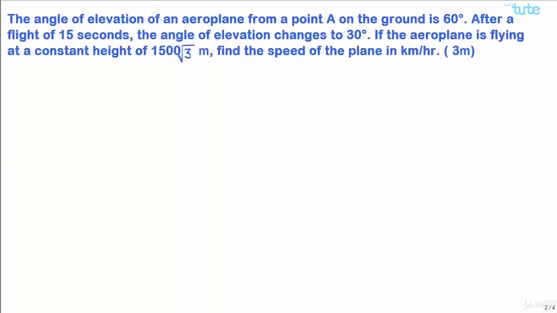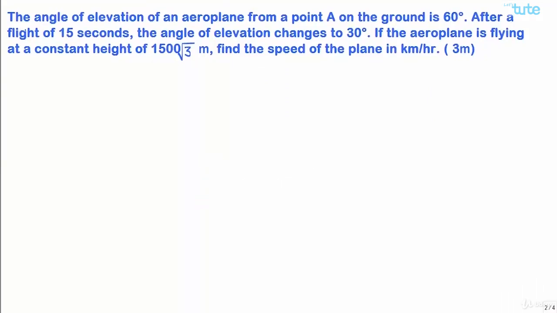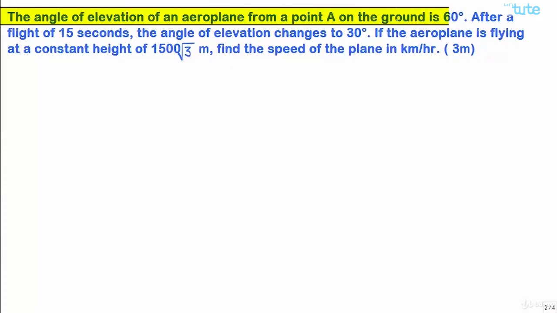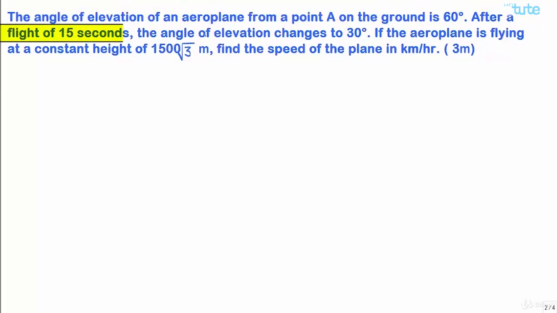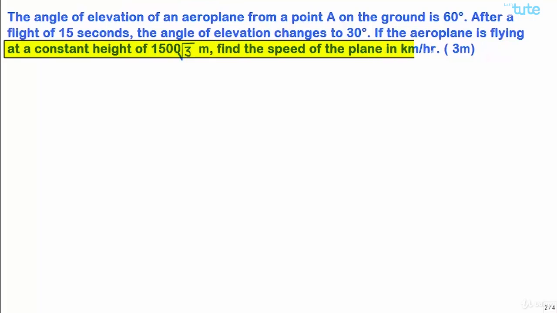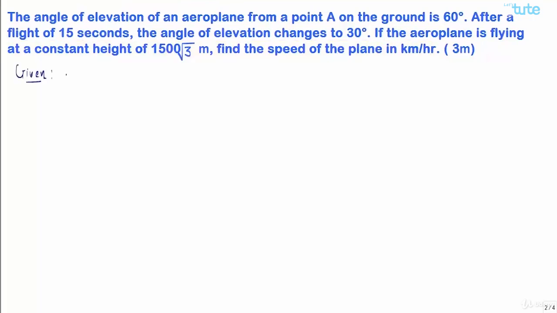Let's now move on to the next question, which was asked for 3 marks. The question says that the angle of elevation of an aeroplane from point A on the ground is 60 degrees. After a flight of 15 seconds, the angle of elevation changes to 30 degrees. If the aeroplane is flying at a constant height of 1500√3 meters, find the speed of the plane in kilometers per hour.